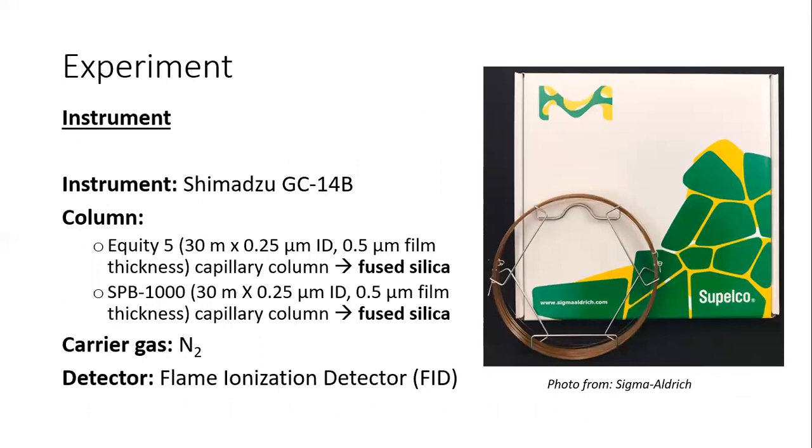For the instrument, again, there are two GCs available at the ASL. The older one, which is used by the ASL, is the Shimadzu GC-14B. For this particular experiment, you could use either of the two columns, Equity-5 or SPB-1000. Both of these columns use fused silica as the material.